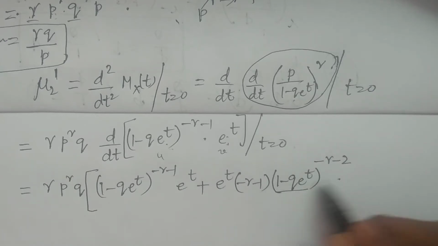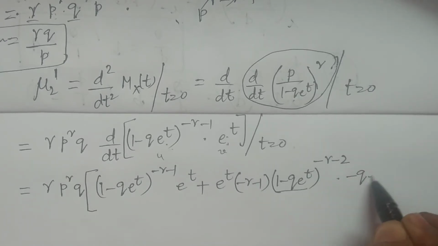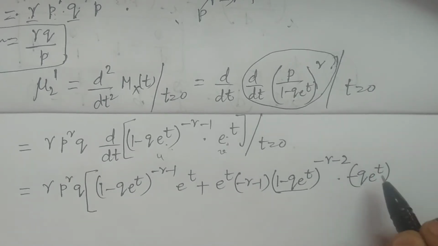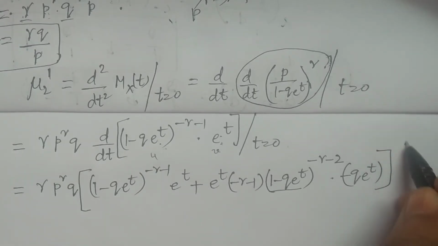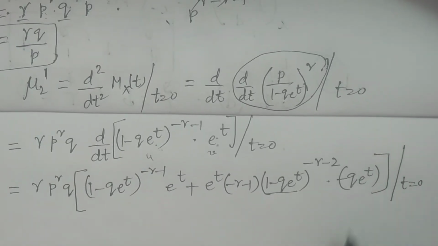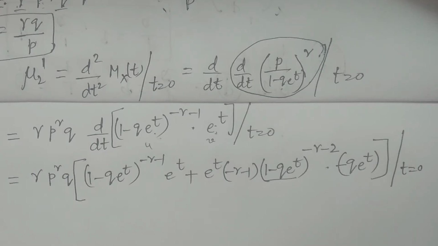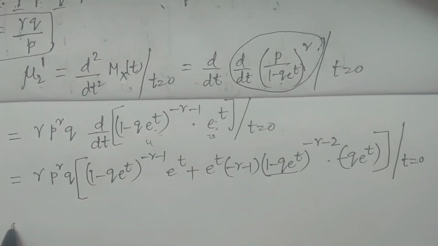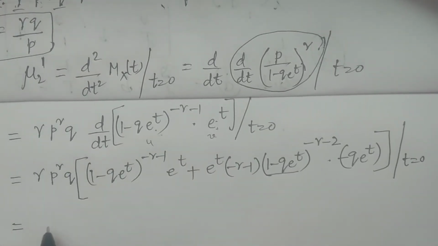That is, 1 is 0, minus q e power t, minus q into e power t. The differentiation is minus q into e power t. And then you have to substitute t is equal to 0. So which means first of all you substitute t is equal to 0 and then we can simplify.